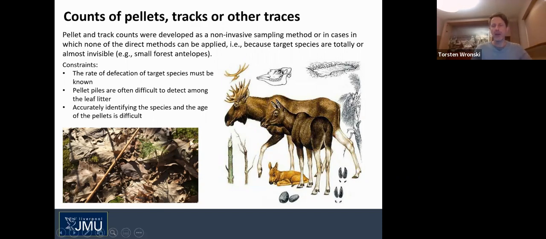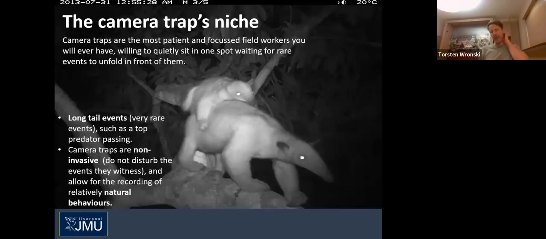So this is often difficult and is only employed if no direct sampling methods can be employed. Good. Now to the second part of this presentation, to the application of trail cams or camera traps.